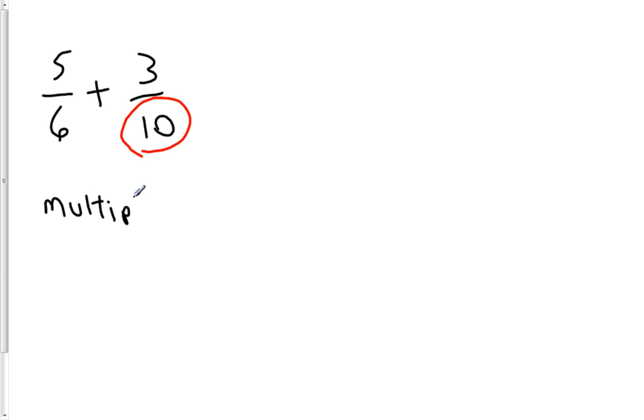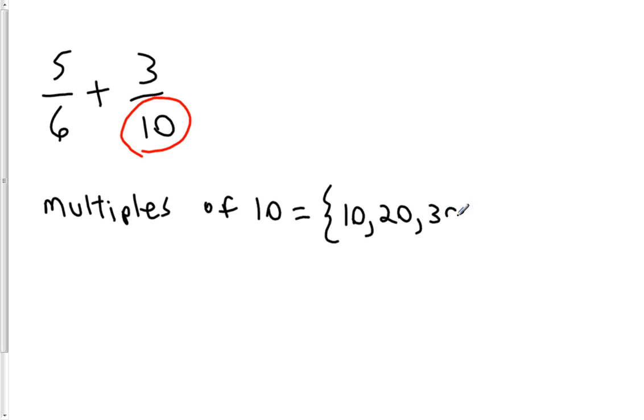So what I'm saying is we look at the multiples of 10, the larger denominator, until we find one that 6 goes into. So for instance, 10 is a multiple of 10 because 10 times 1 is 10, but 6 does not go evenly into 10. 20 is another multiple of 10 because 2 times 10 is 20, but 6 doesn't go evenly into 20.